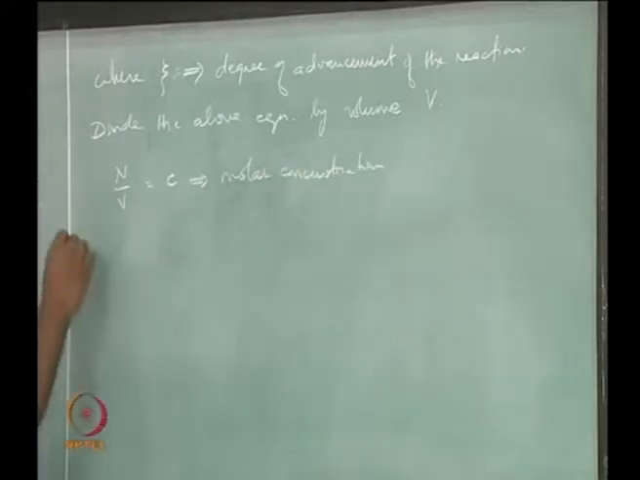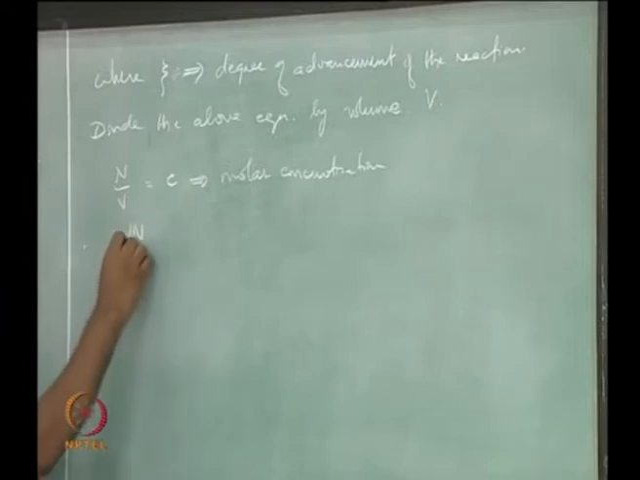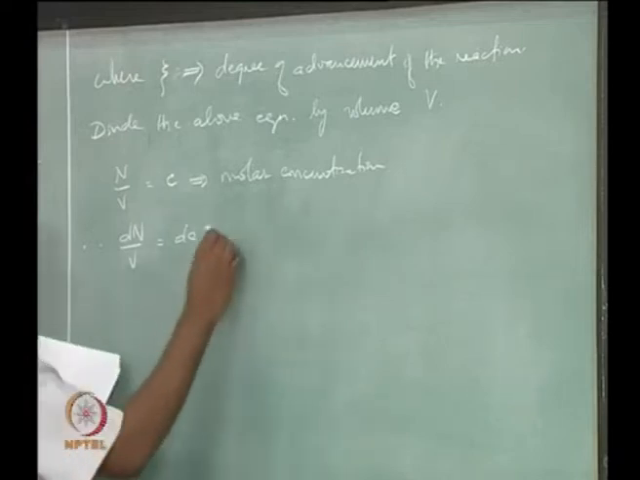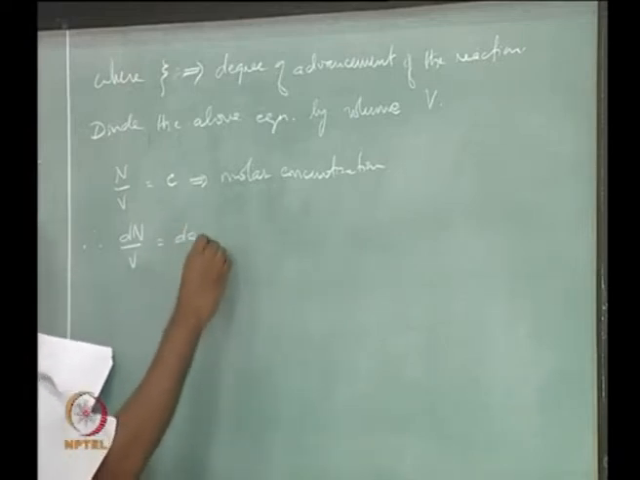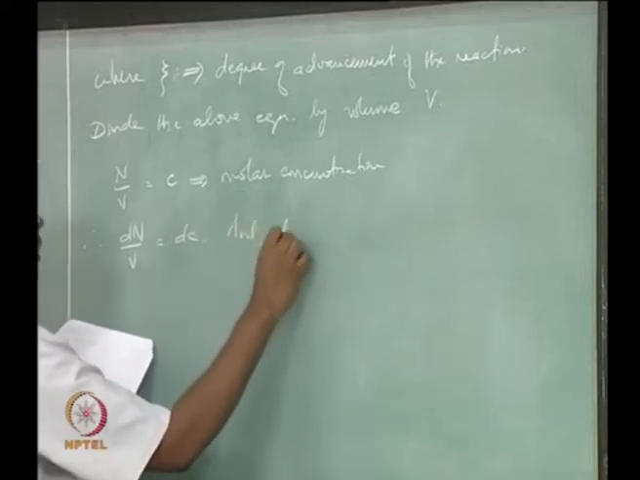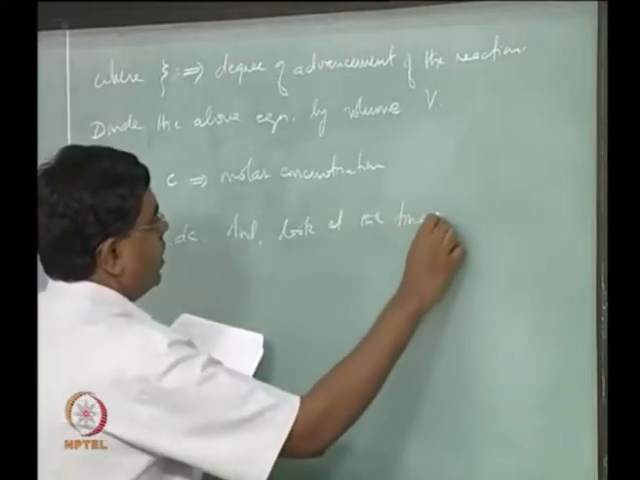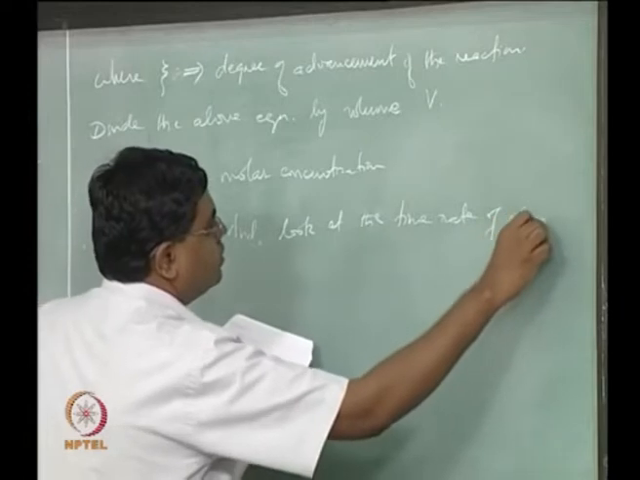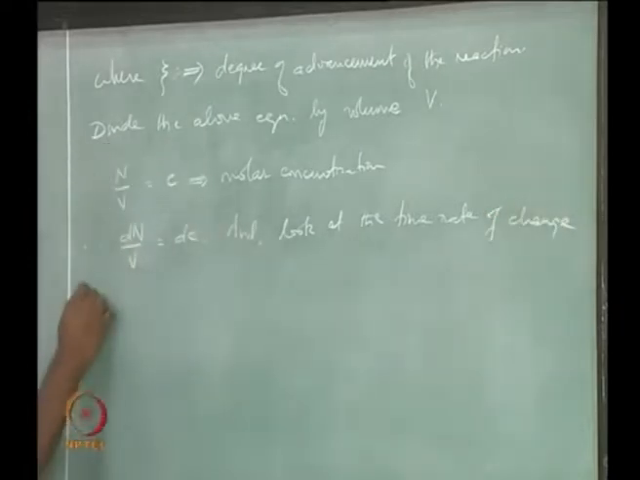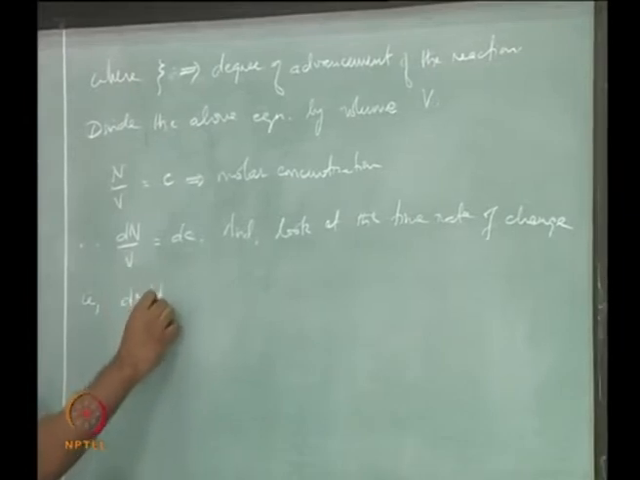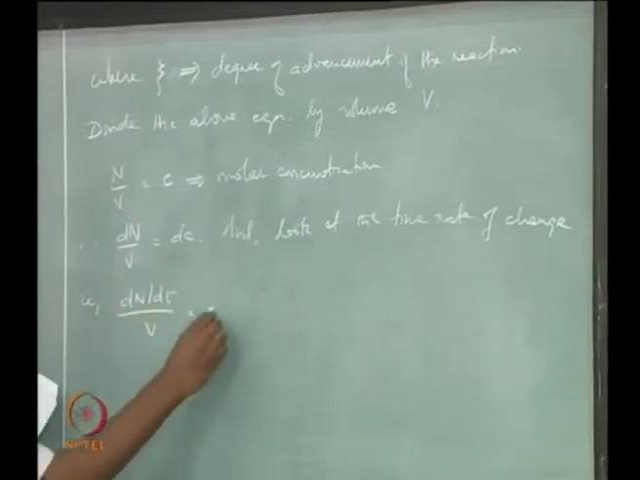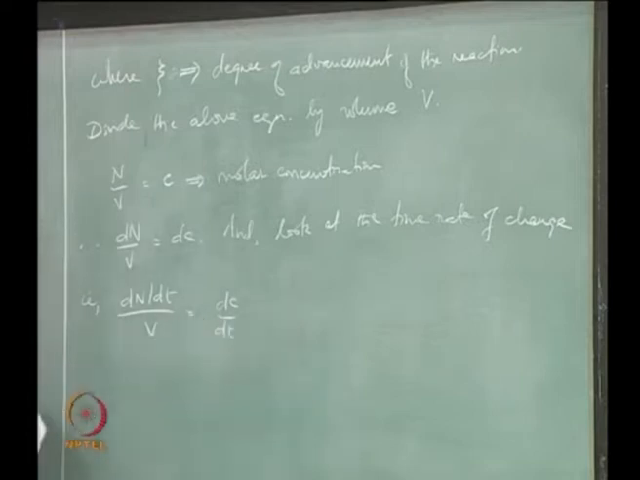Molar concentration, therefore dN over V is equal to dC. Look at the time rate of change. That is to say, dN over dt per unit volume is essentially dc over dt. Now this is very significant here.